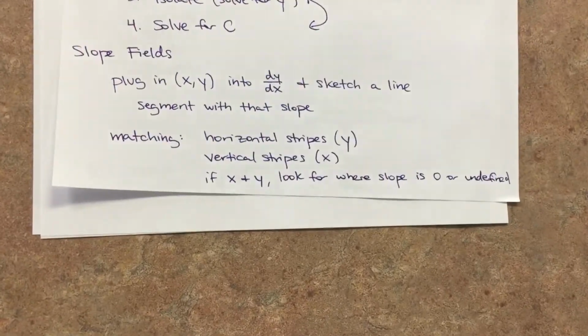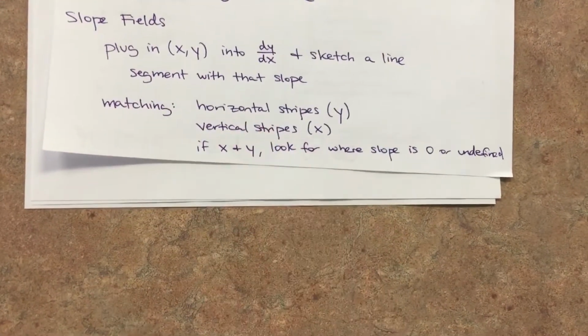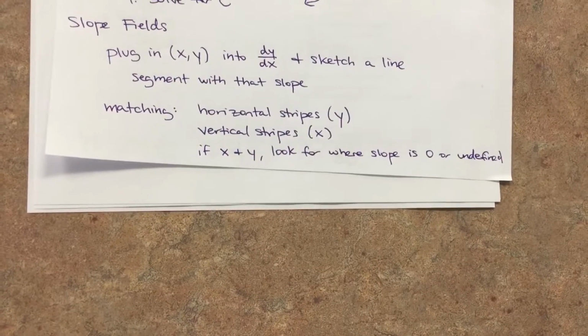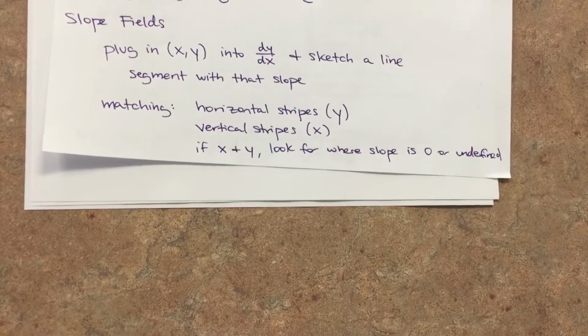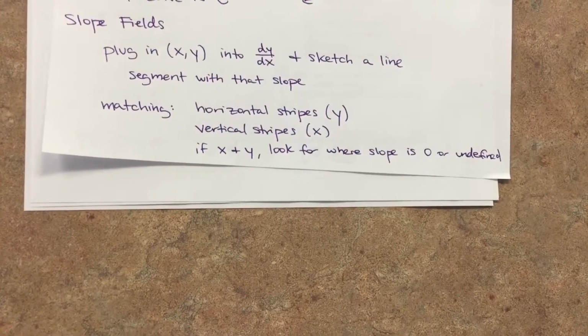So wherever the slope should be 0 or should be undefined, that will help you to figure out, like, oh, whenever Y is 0, my slope should be 0. And then you can look at your different options and see. Okay, do you guys have any questions on slope fields?